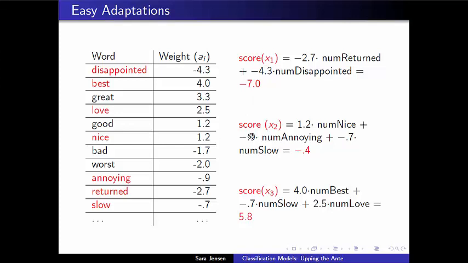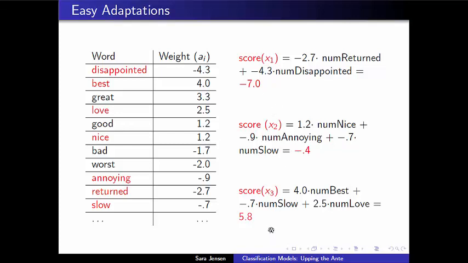For that second review, which was a little bit more neutral but seemed to still be on the negative side of things, we had a nice, we had an annoying, and we had a slow. And so we have a 1.2 counting in our favor for a nice occurrence, but because we have that annoying and slow occurring in the sentence, we have to subtract a 0.9 and subtract a 0.7 coming from this chart over here. So altogether we get a negative value predicting that the review is a poor review, but it's not quite as large as this negative 7.0 we saw over here.